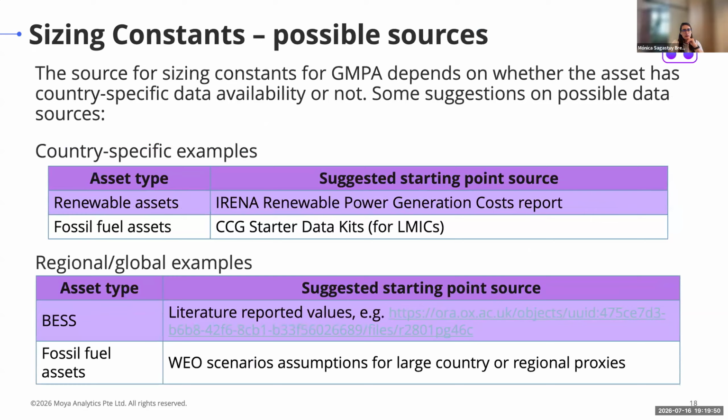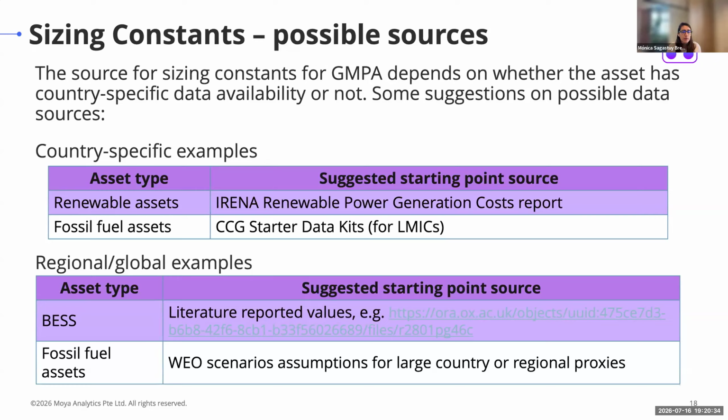Some possible sources. For renewable assets and fossil fuel assets, we have some very common data sets that include a wide range of countries. For example, for renewable assets, we have the Renewable Power Generation Cost Report, or for fossils, we can look at these starter data kits. This is mostly for low and middle income countries, but it's a good starting point. They also have a bit of regionalized data, like those proxies. On the other hand, we can have more global examples that can be used for different places. This can be for emerging technologies.